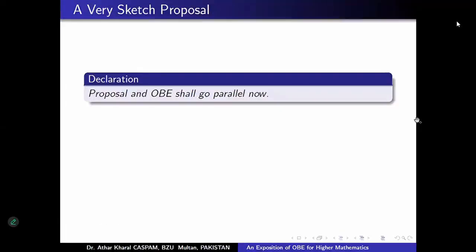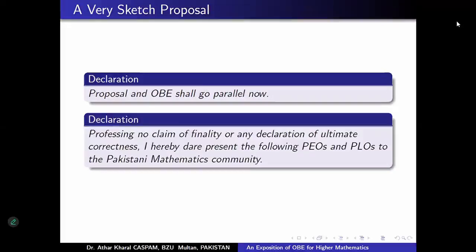Here comes the proposal. As I said, the proposal and OBE shall go in parallel now. And secondly, professing no claim of finality or any declaration of ultimate correctness, to err is human, as they call. I hereby dare present the following PEOs and PLOs to the Pakistani mathematics community. This is a declaration I would like to mention earlier. And what I want to say is simple, that a lot of room for improvement always remains. This is what I can contribute. So go forward.